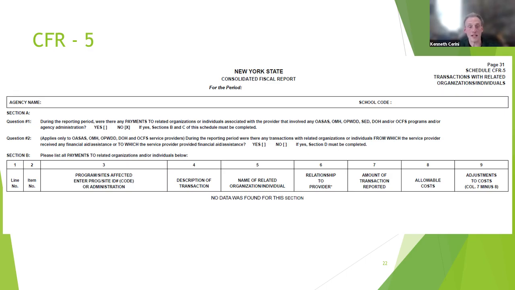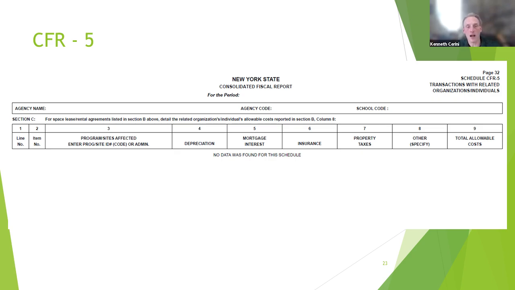You would also reflect here if, let's say, an employee is related to a board member, or an employee is related to a key employee, or if you're a for-profit business, an employee related to an owner. Those would have to get reflected in here. And even if you're an owner working within the organization, you should be reflecting your salary in here also. In that case, the amount of the transaction reported in column 7 and the allowable cost would both be the same, as long as those salaries are fair market value salaries.